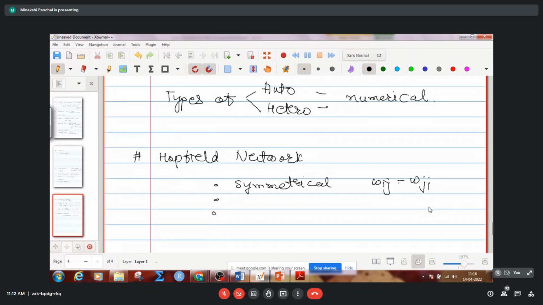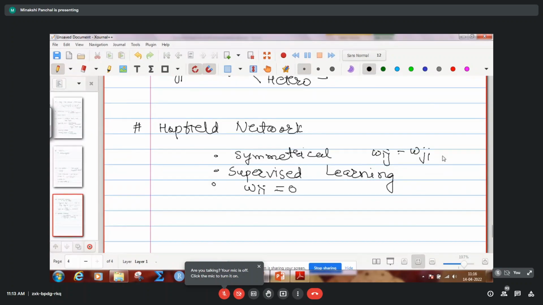Okay, as well as it is one type of supervised learning, क्योंकि आपके पास already output है. ठीक है, so it is one type of supervised learning. Then again ये symmetrical के साथ साथ हमें क्या पता है, Wii is equal to 0. And you can understand, if I am writing this point, this can be explained easily by using the figure. So you should draw the figure. So what you should remember while drawing the figure, number of inputs and number of outputs are always same here.